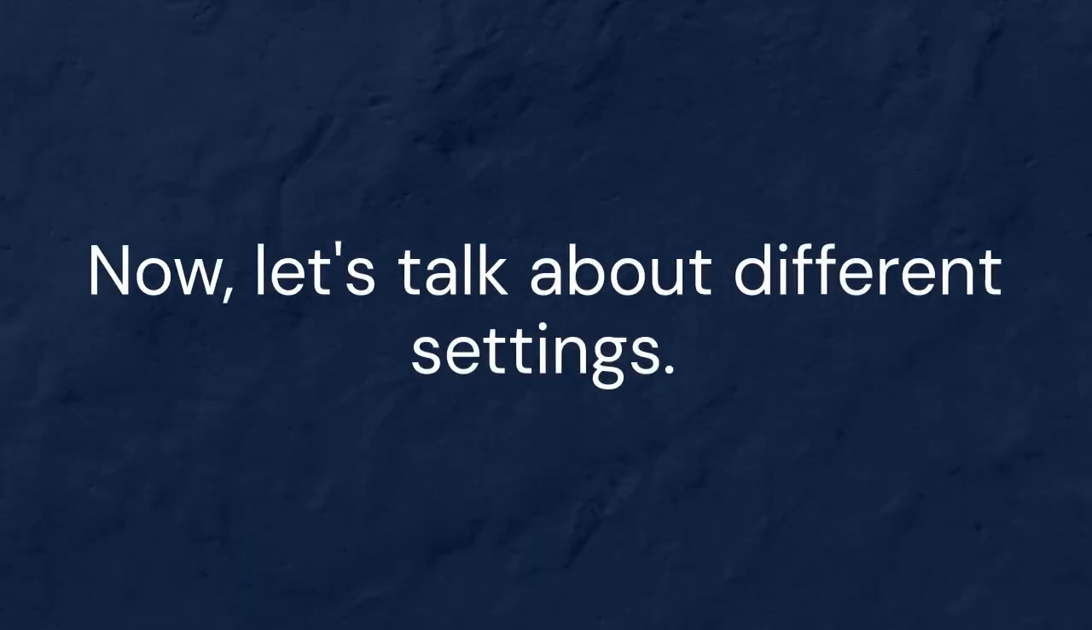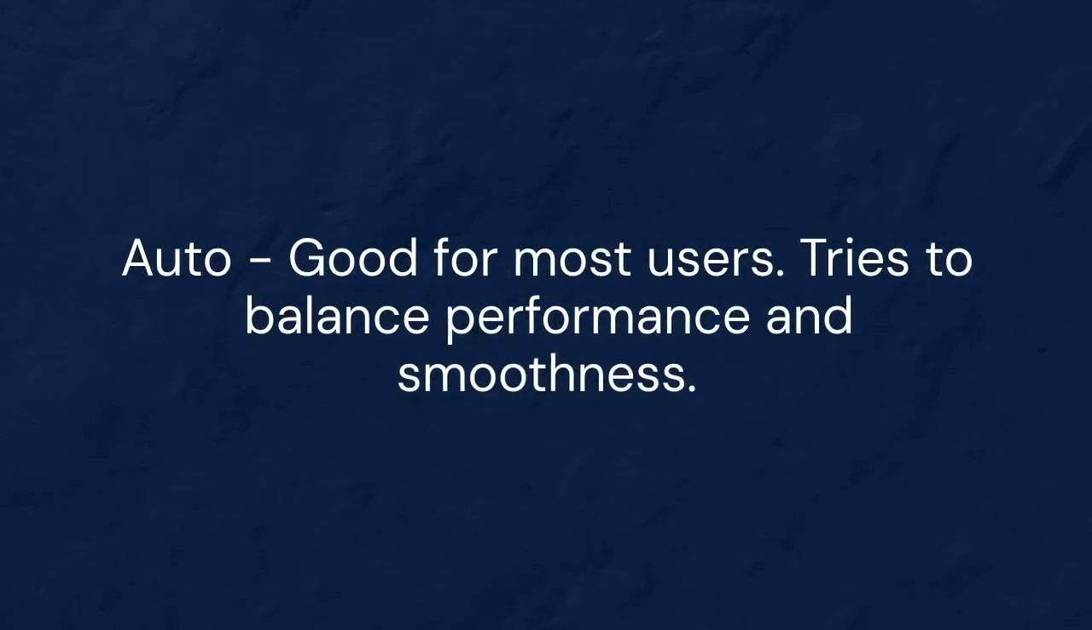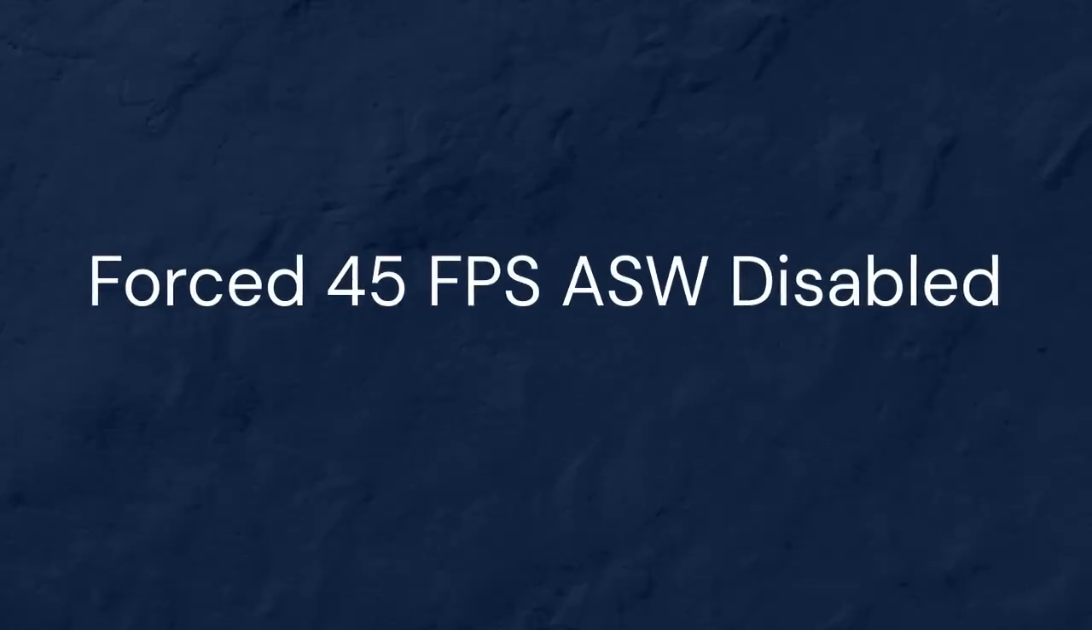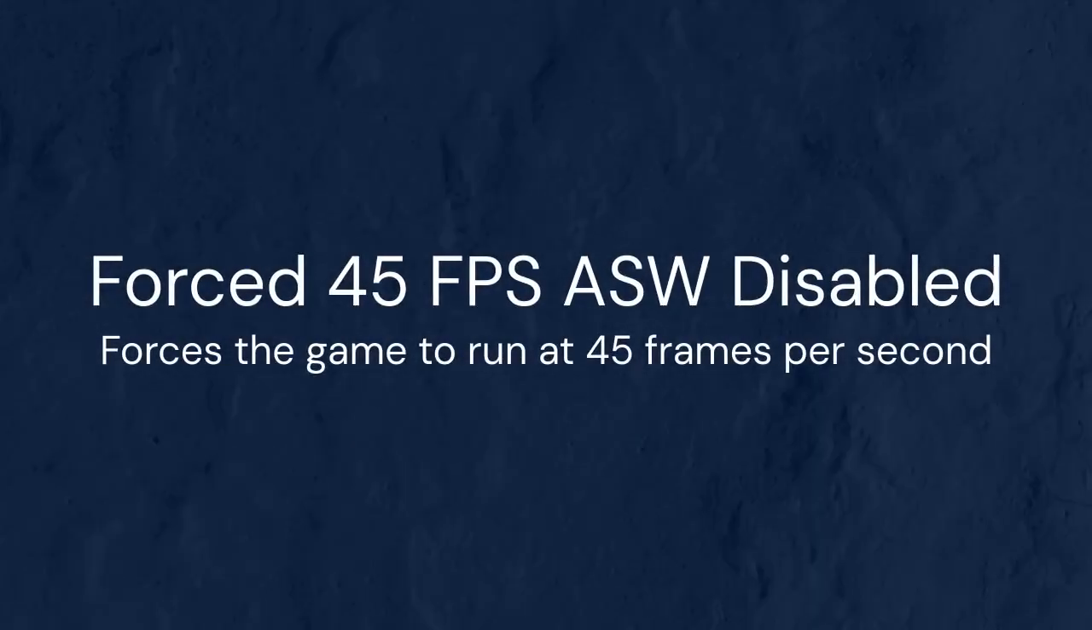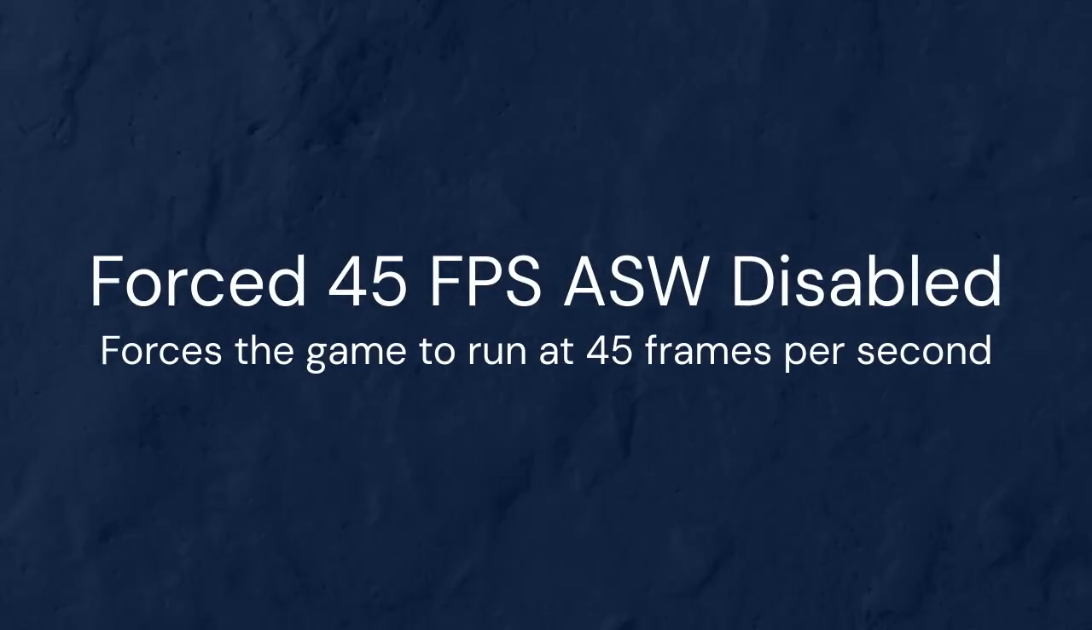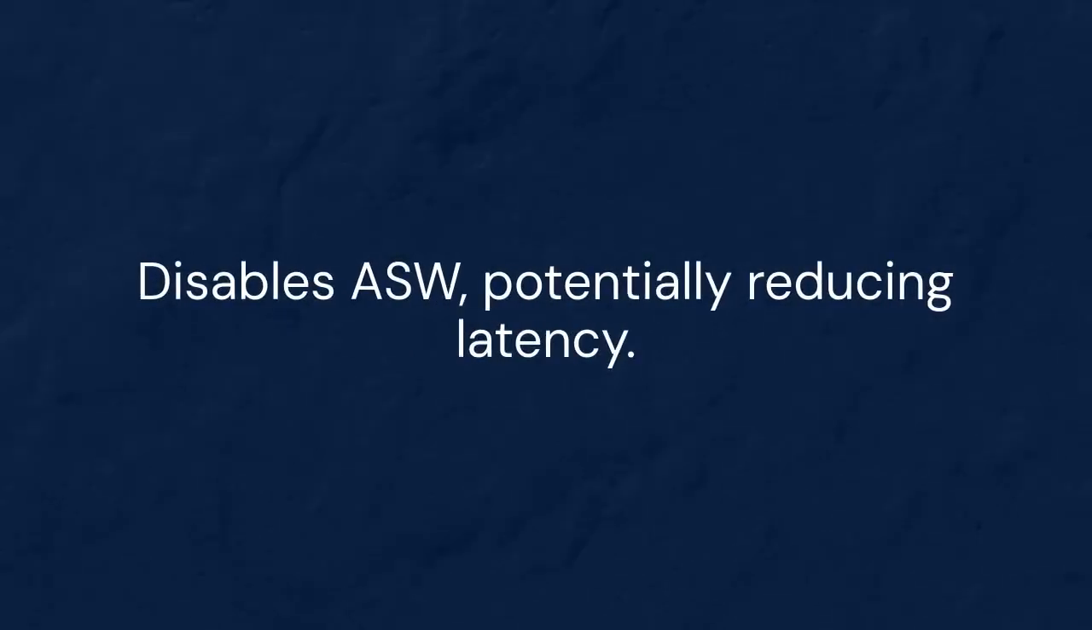Now, let's talk about different settings. The auto setting is good for most users. It tries to balance performance and smoothness. The forced 45 frames per second ASW disabled option forces the game to run at 45 frames per second. It disables ASW, potentially reducing latency.